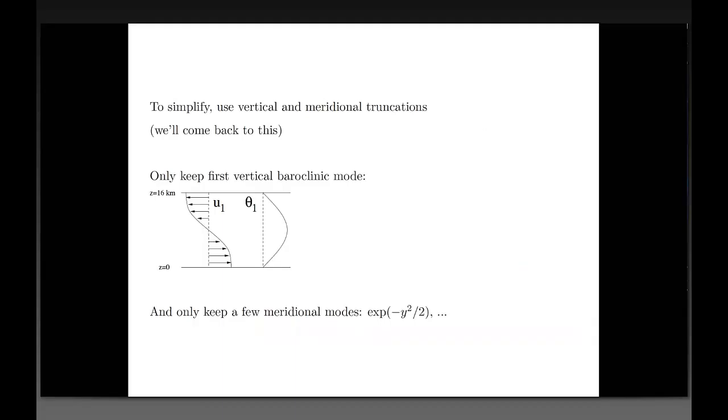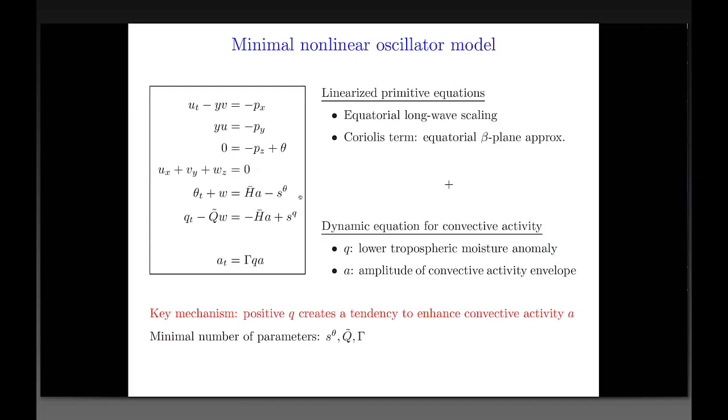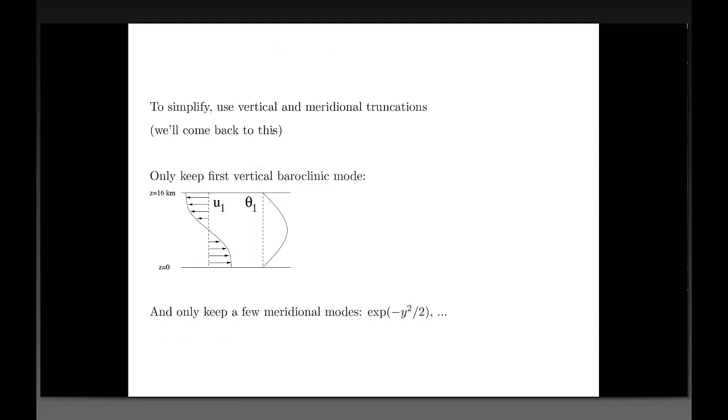And we're going to simplify further, but I'm not going to go through the details of this at the moment. I wrote this down as a three-dimensional model. We're going to use vertical and meridional truncations to simplify things. So in the vertical, we're going to assume a first baroclinic mode structure like this. So the wind is going to be equal and opposite in the upper and lower troposphere.